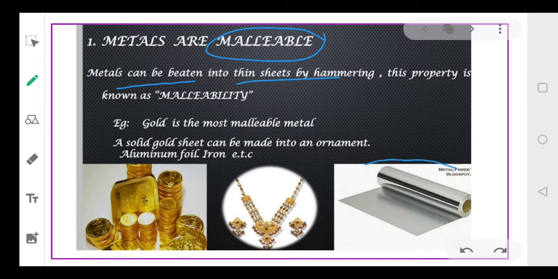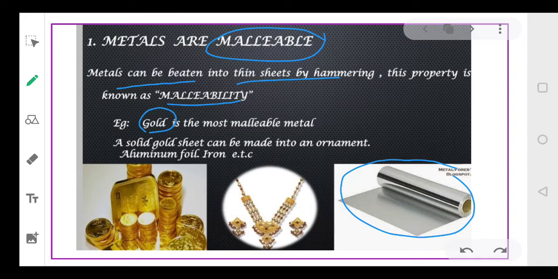You must have seen aluminium foil, isn't it, everyone? You wrap your foods in the aluminium foil, isn't it? So that aluminium foil is made up of aluminium only. So aluminium can be beaten to form the sheets, and this property of metals is called malleability.